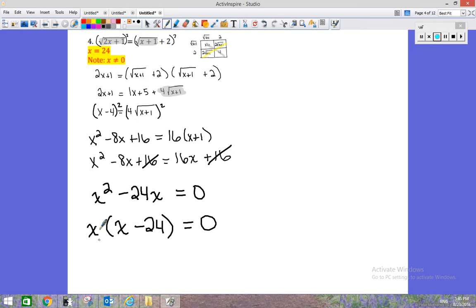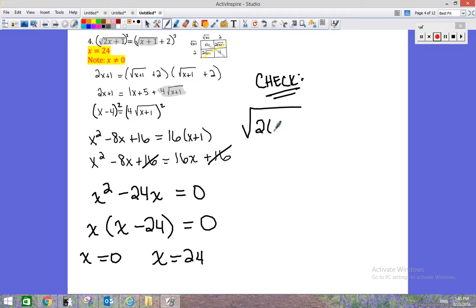So this product, if it equals 0, either x equals 0 or this x minus 24 equals 0. So let's check each one of these and see if one of them is extraneous. If we check 0 on the left hand side, we have the square root of 2 times 0 plus 1. Now we need to plug that in on the right hand side and see if these are numbers that are equal to each other. So here I get 2 times 0 is 0, and 0 plus 1 is 1, and the square root of 1 is 1.